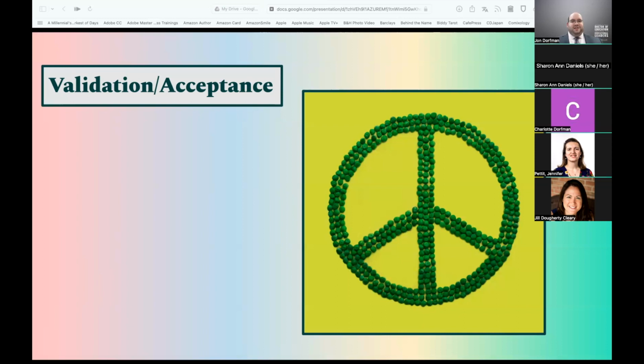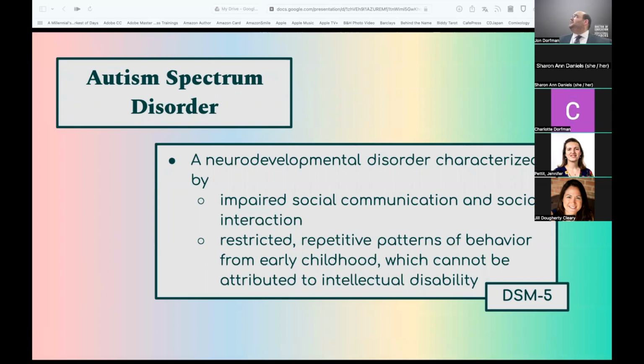So just some definitions here. Autism spectrum disorder is neurodevelopmental. It's characterized by impaired social communication and social interaction. It often involves restricted, repetitive behaviors, patterns of behavior from early childhood, which cannot be attributed to intellectual disability. This comes to us from the DSM-5, which is often used to diagnose in the U.S.